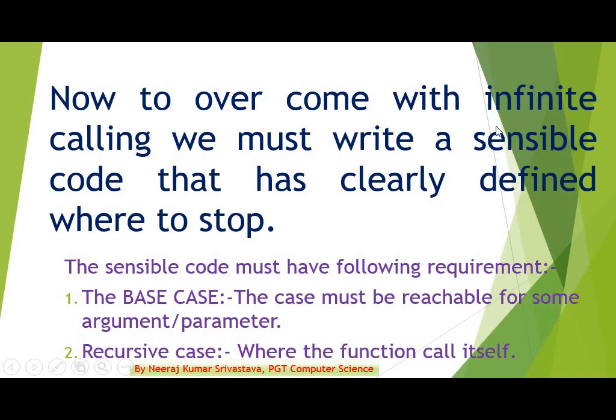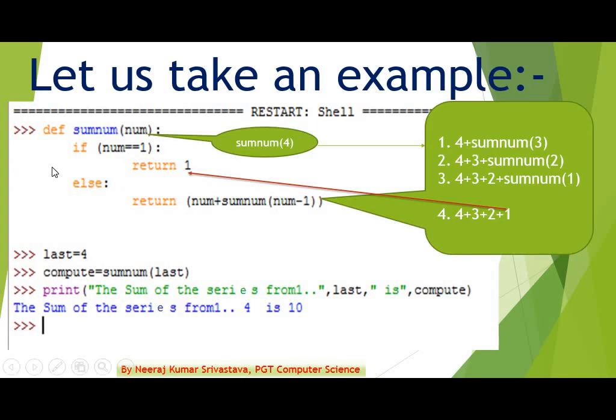Now, to overcome infinite calling, we must write sensible code that clearly defines where to stop. Sensible code must have the following requirements: a base case, being the condition where the loop or infinite situation stops, and a recursive case, where the function calls itself, meaning the use of recursion.